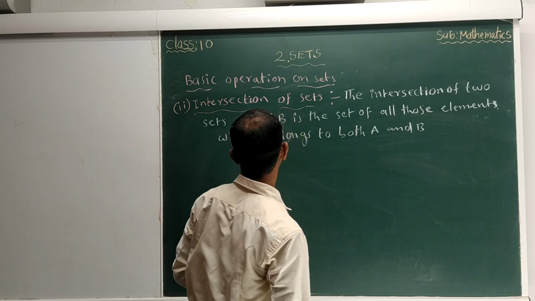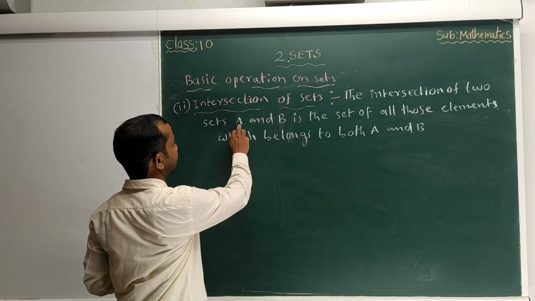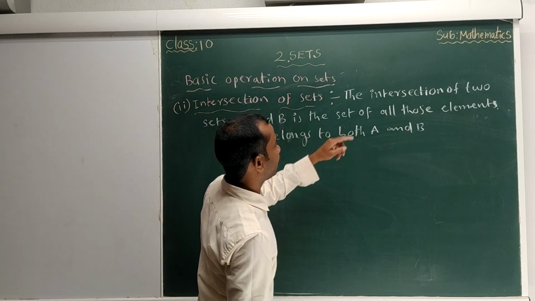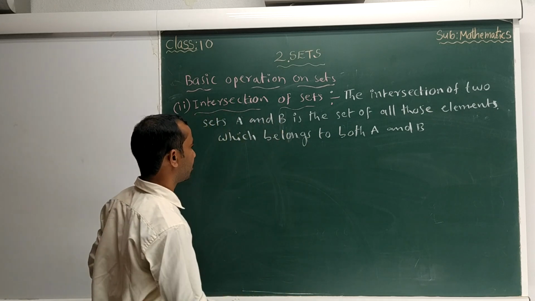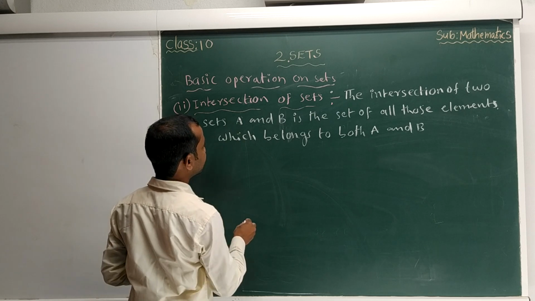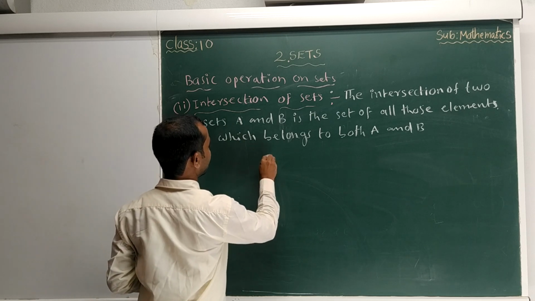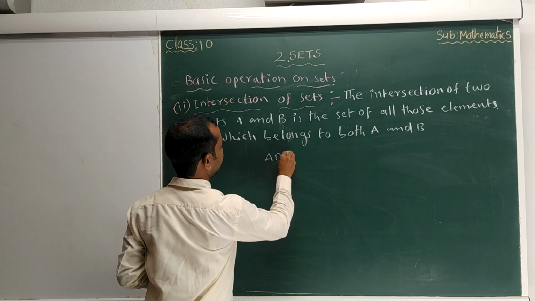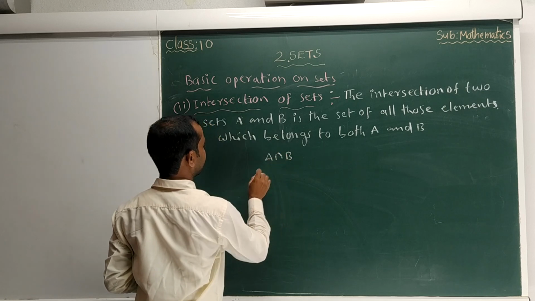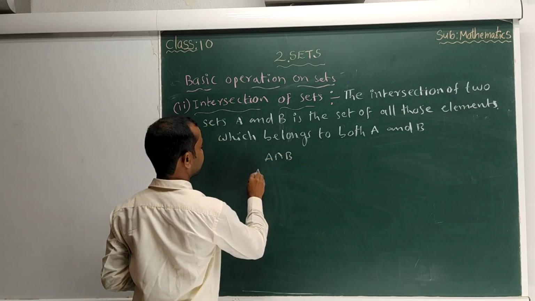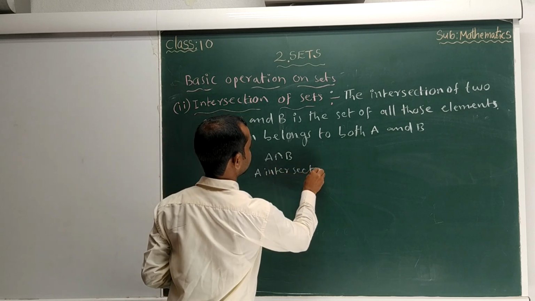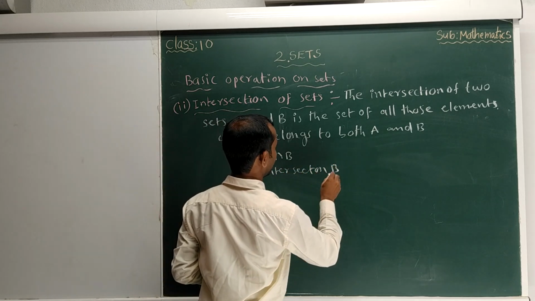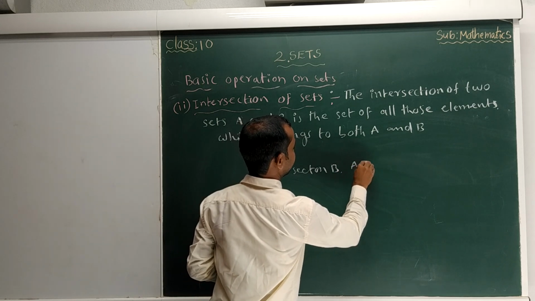The intersection of sets A and B is the set of all those elements which belong to both A and B. Okay. So intersection of sets is represented by A intersection B. You can read it as A intersection B, written as A ∩ B.